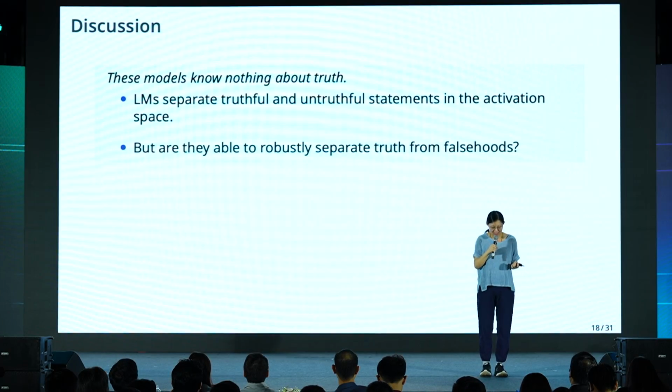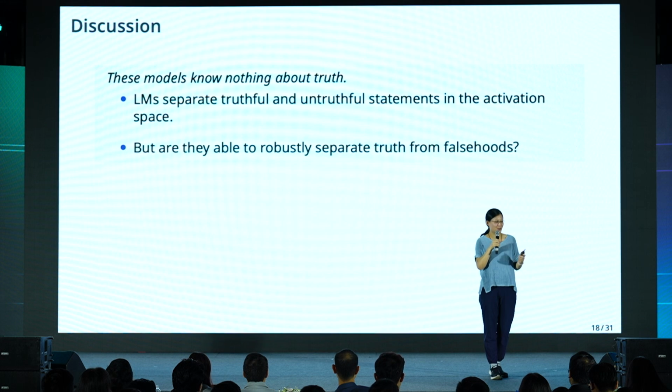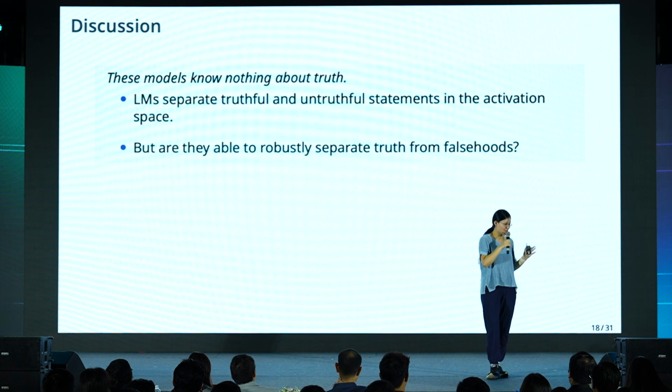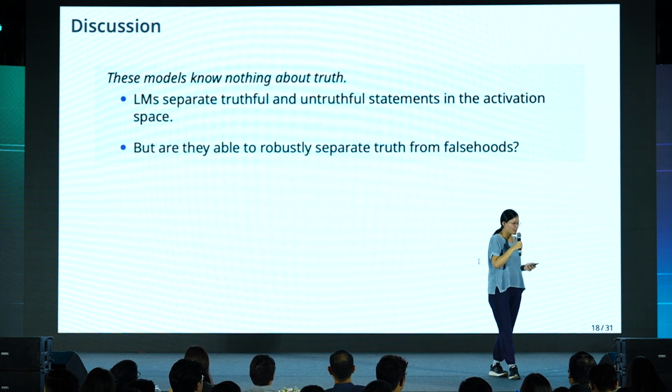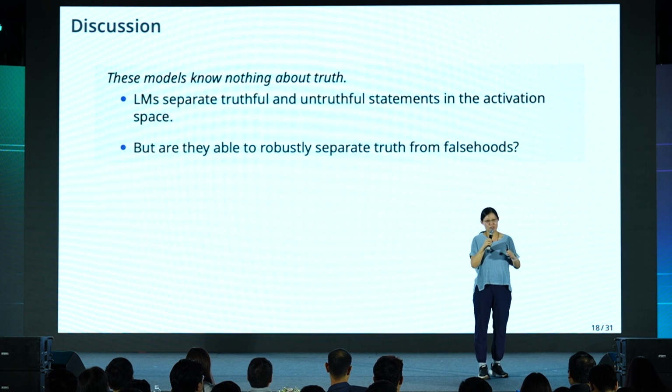All right. Now, going back to our speculation, where the first argument is that the model knows nothing about truth. From these results, we see that this is not accurate, because at least the model knows what is truthful. The model knows that the true answers are different from the untruthful answers. So it knows this clustering. But then the question is whether the models can robustly separate truth from falsehood.